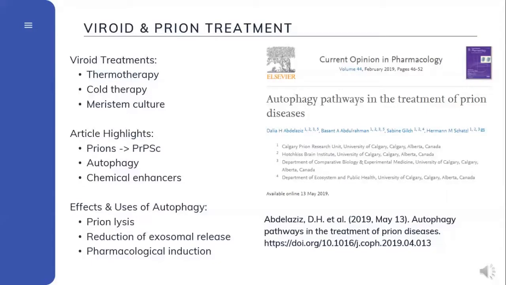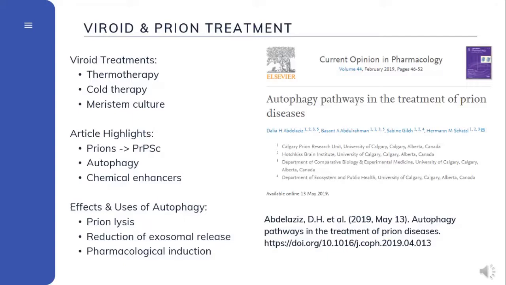There are many detailed publications online that discuss the treatments used to eliminate viroids. Some already proven effective treatments include thermotherapy, cold therapy, and meristem culture, among others. On the other hand, scientists are still working to understand prions and are still searching for an effective treatment. As we already know, prions make use of cells within the body to cause the conversion of a prion protein into a pathological form, which we call PrPSc proteins, or the proteins that cause neurodegenerative disorders. And there's currently yet no cure for these prion diseases.